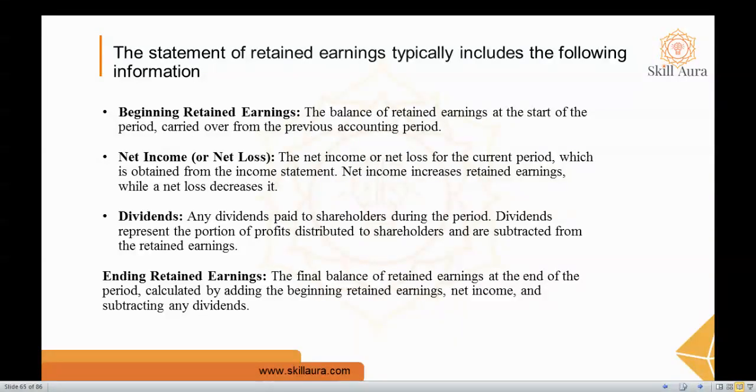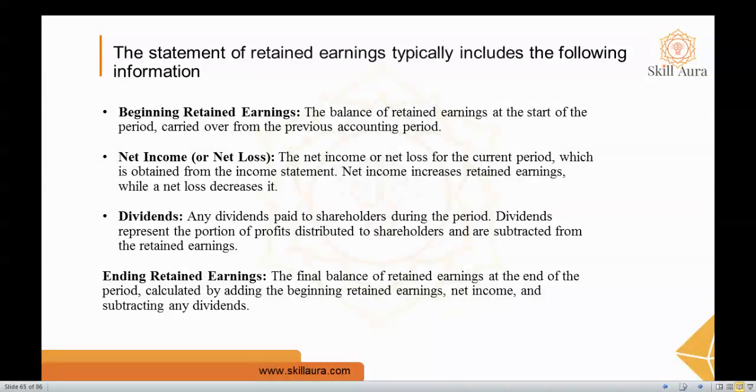It includes three things, that is beginning retained earnings, net income or net loss, and dividends, and the last one is ending retained earnings. Here, beginning retained earnings is nothing but the balance at the starting of the period, carried over from the previous accounting period's balance sheet. When it comes to the net income, as you know, it is obtained from the income statement. The net income increases retained earnings while a net loss decreases it.